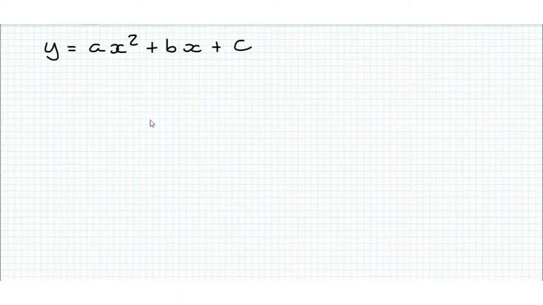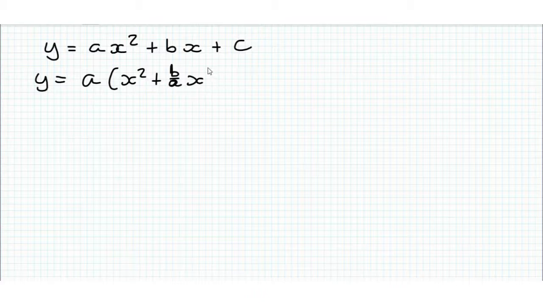Next thing we might want to know is, what's the minimum? So we can do something called completing the square. We'll do this in the general case. So y is equal to a, and we'll take out a from the first two terms. So we're going to get a, x squared plus b over a x, plus c, leave that alone.